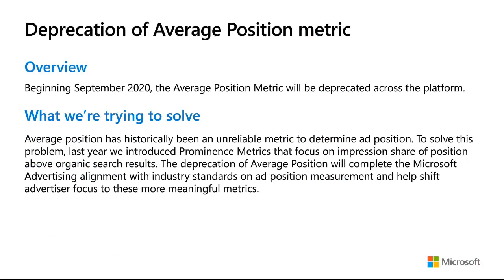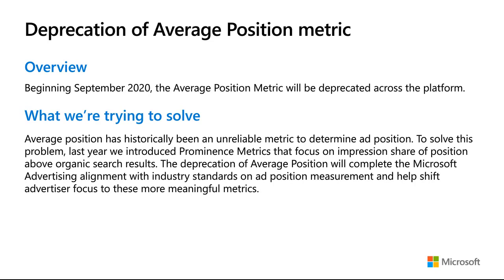A lot of questions that we've gotten from advertisers is what we're trying to solve with the deprecation. We've articulated this through blog posts, but I can speak further on this: average position's really been a historically unreliable metric, and that's gotten worse with the removal of side rail ads. So in order to solve this problem, last year we introduced prominence metrics that focus more on impression share of positions above the organic search results. Deprecation of average position will complete Microsoft's transition to industry standards on ad position measurement, and it'll help advertisers really focus on meaningful metrics to evaluate position and performance.